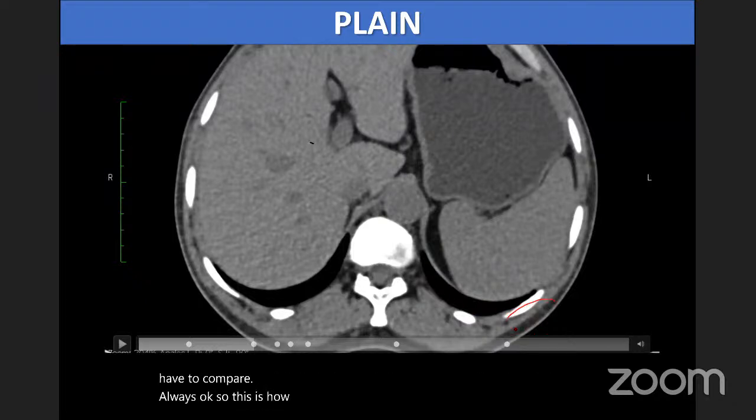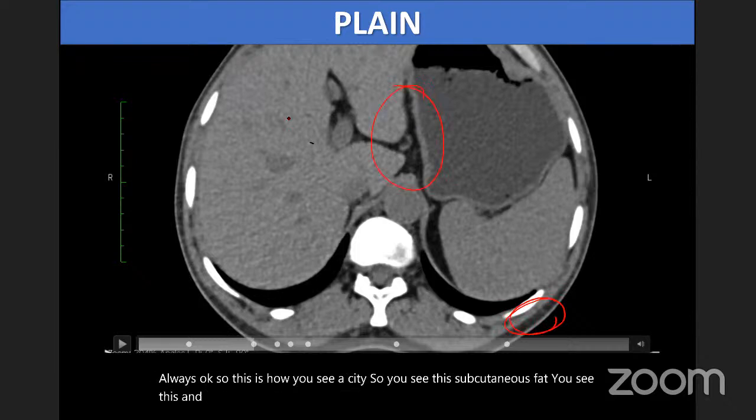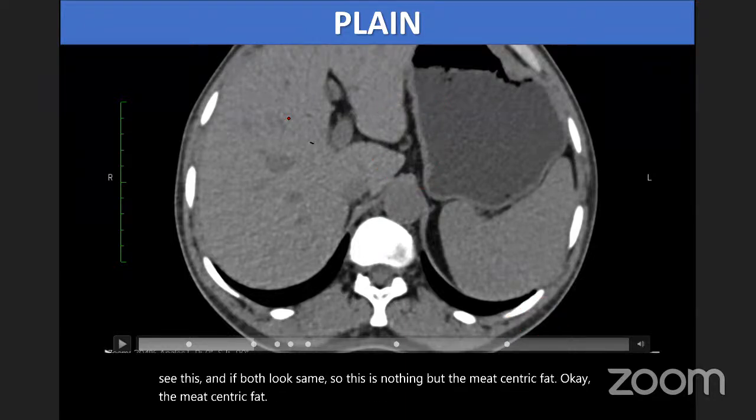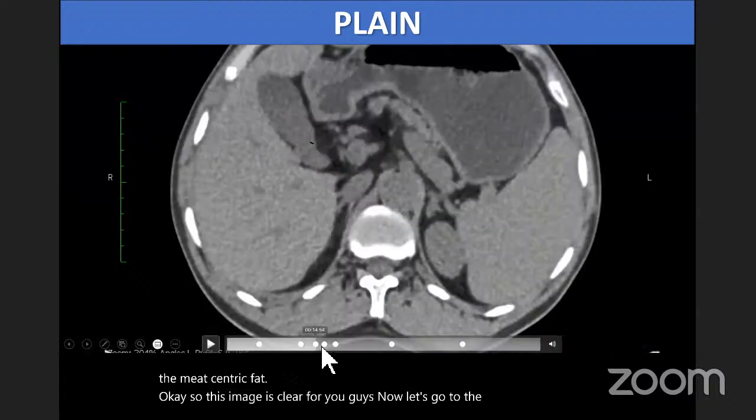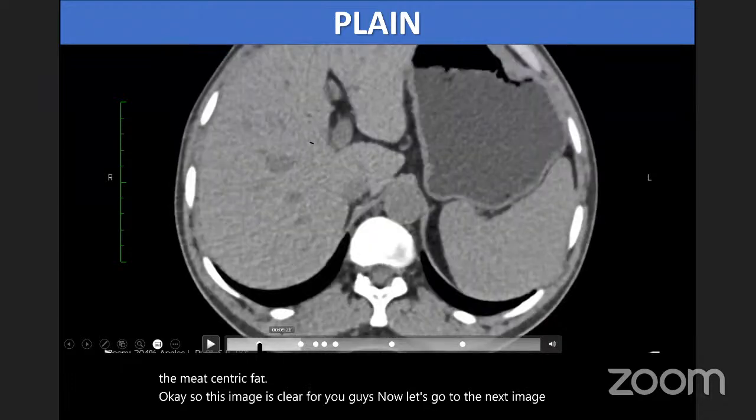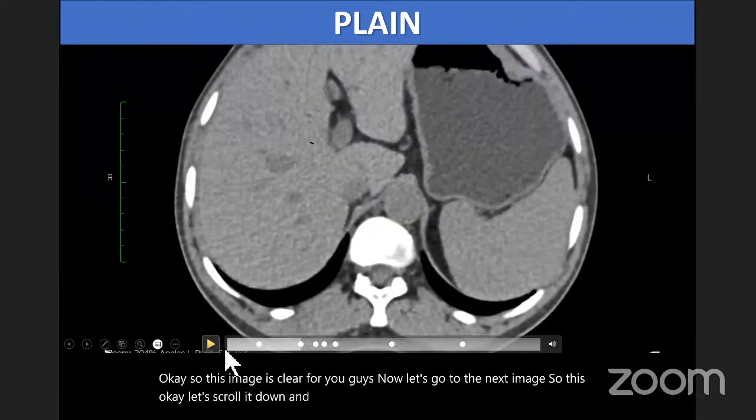So you see this subcutaneous fat and this, and they both look the same. So this is nothing but the mesenteric fat. Okay, so this image is clear for you guys. Now let's go to the next image. Let's scroll down and see. So now I am again scrolling, going down from here.